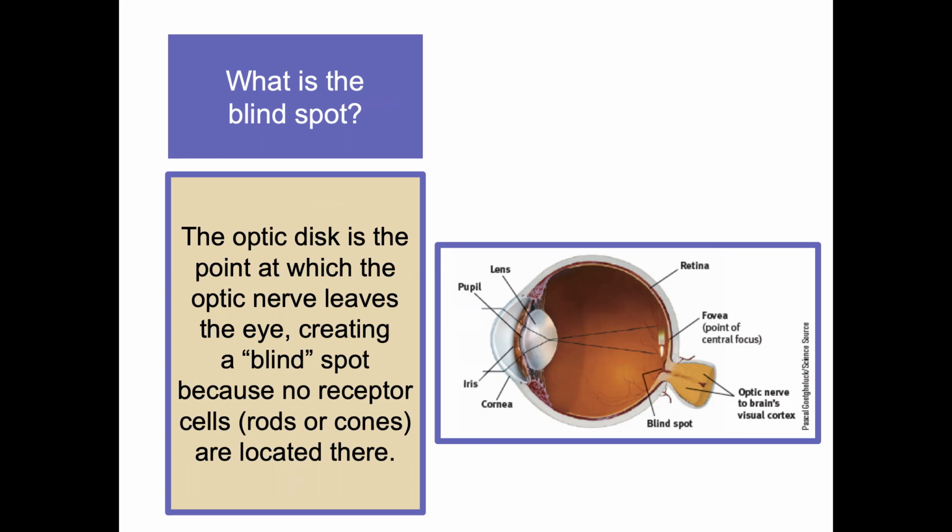What's that concept of blind spot? You've probably heard of the concept of the blind spot and wondered whether or not it's a real thing. Well, the optic disc is the point at which the optic nerve leaves the eye, creating a blind spot because no receptor cells, rods or cones, are located there. See where it is right there, where your optic nerve is going out? That is an actual blind spot that you have.